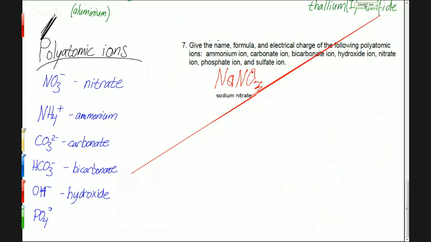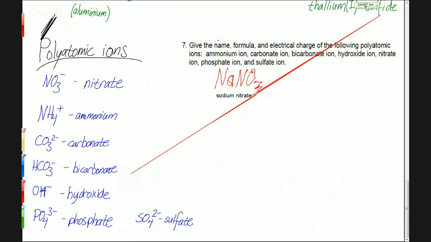Phosphate is the highest charged one. That's PO4 3 minus. And sulfate is SO4 2 minus. So there you go, 7 of them.